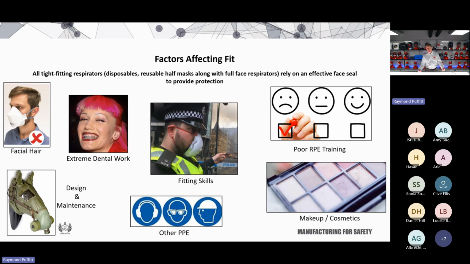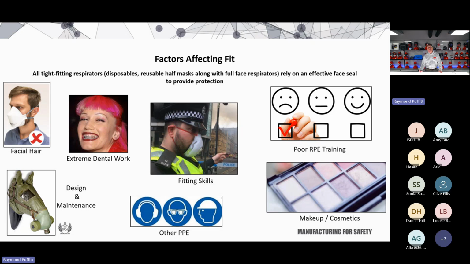These are done by people, because people are people. Maverick, cavalier attitudes included. Your facial hair. People that have just come out of extreme dental work where they're pouting and the respirator now won't sit on the fatty tissues of the face, because the pouting is now pushing the respirator away from their face. The policeman here with fitting skills.